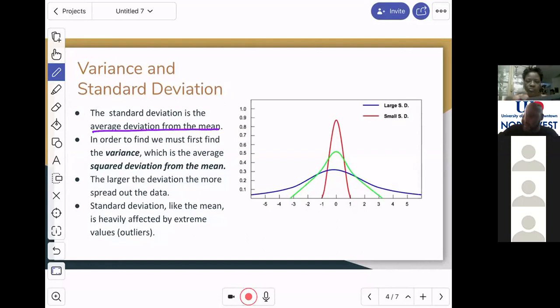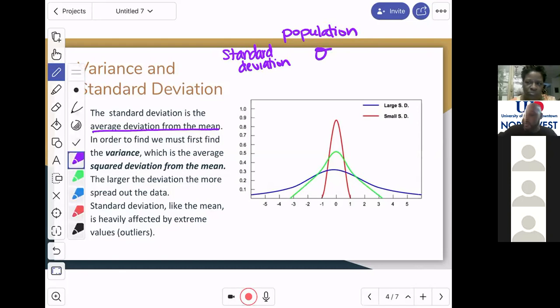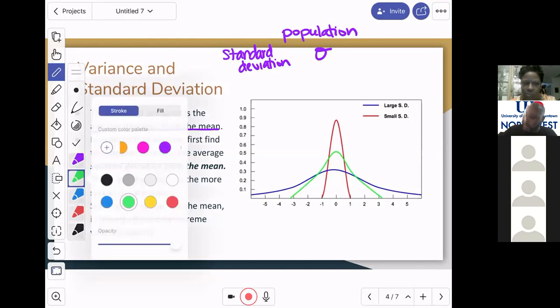First off, there's what we call the population. Population means you know everything. For that, we call the standard deviation the Greek letter sigma, lowercase sigma. So when I talk about a population standard deviation, I'm talking about sigma. That assumes you know everything.